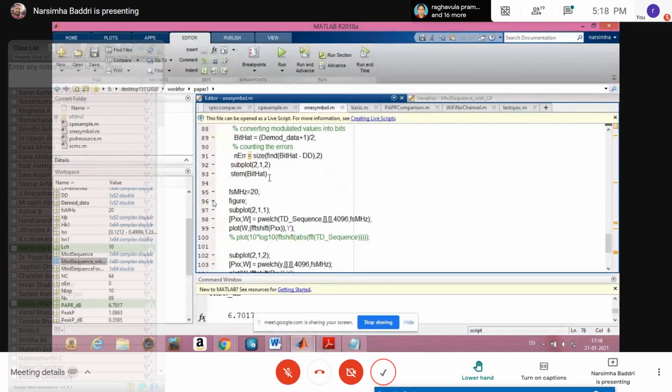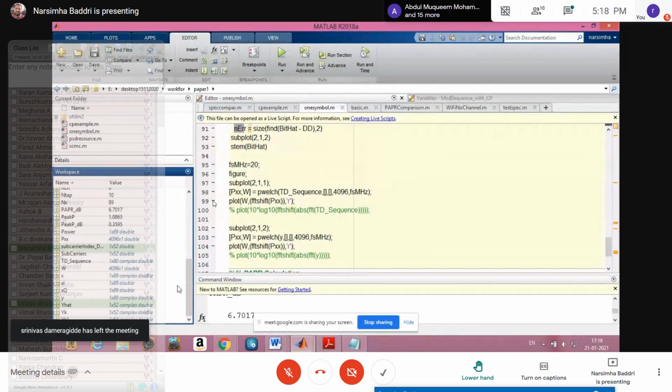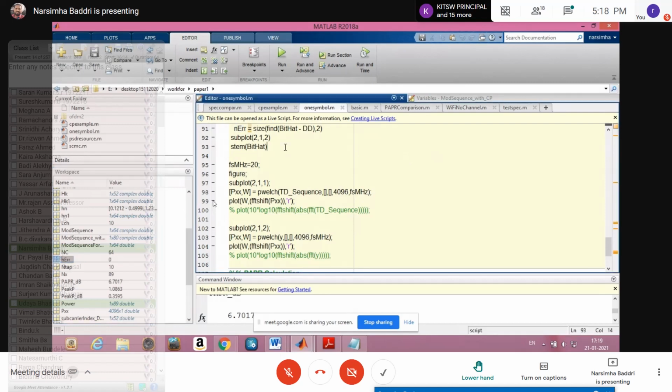After equalizing, we perform demodulation, simple BPSK demodulation. Next, we compare with the original transmitted data and calculate the bit error rate, the number of errors. We can see it in the workspace: zero errors. Zero errors means we know the channel very well, and the same channel is used at the time of equalization. That's it.